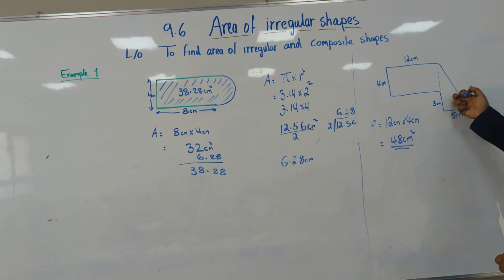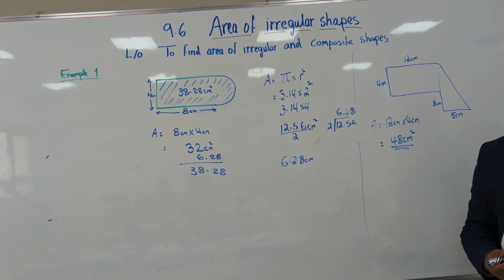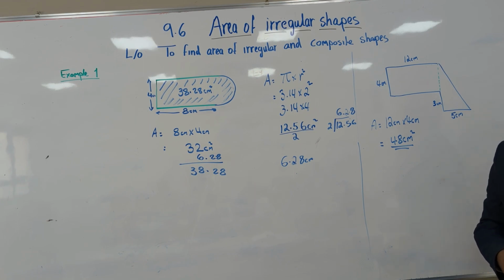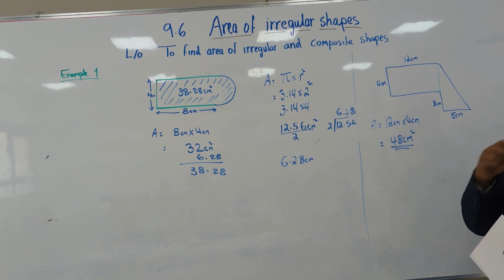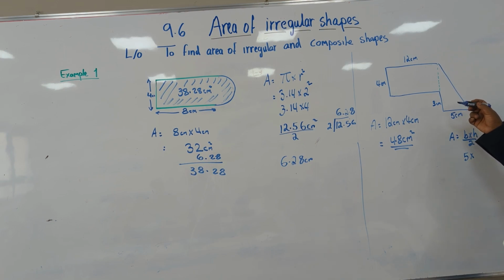Now we need to find the area of the triangle. How do we find the area of the triangle? The base times height divided by 2. Okay? So the area of a triangle is equal to base times height divided by 2. We did that yesterday. Okay, so what is the base of the triangle here? 5. So we say 5 times. What about the height? 3.